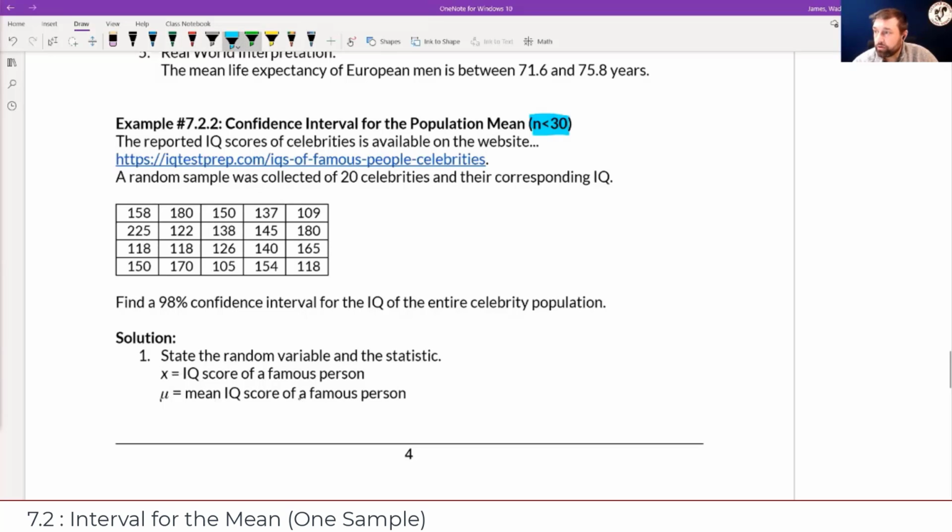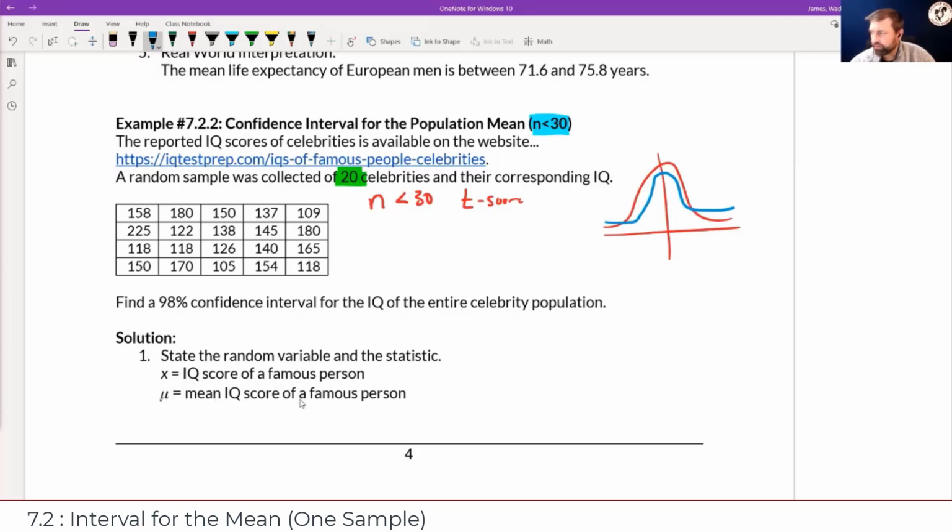Now, what's important to notice here is that we've got 20 celebrities. So N is less than 30. So we have to use a t-score in this situation. Our normal distribution curve is now being modified.